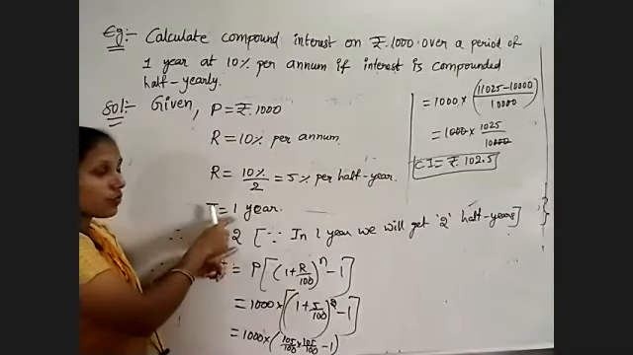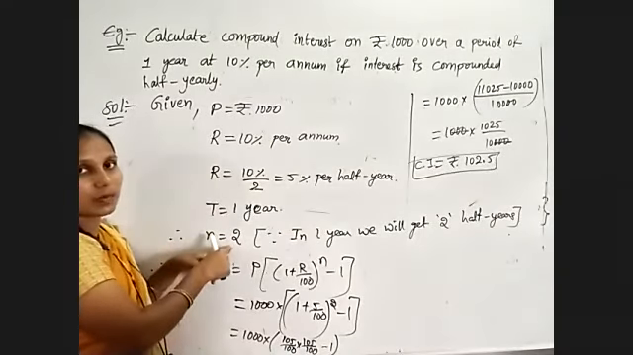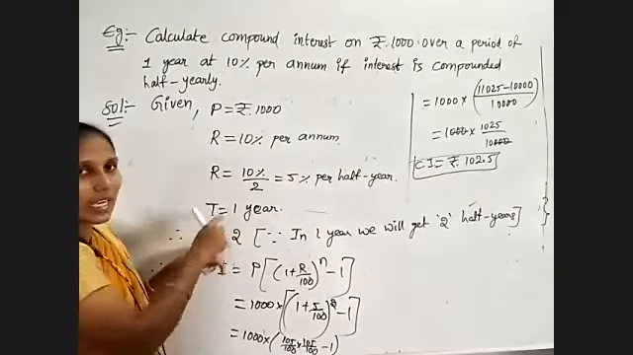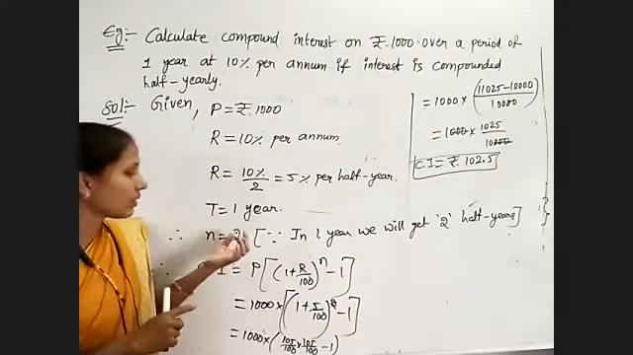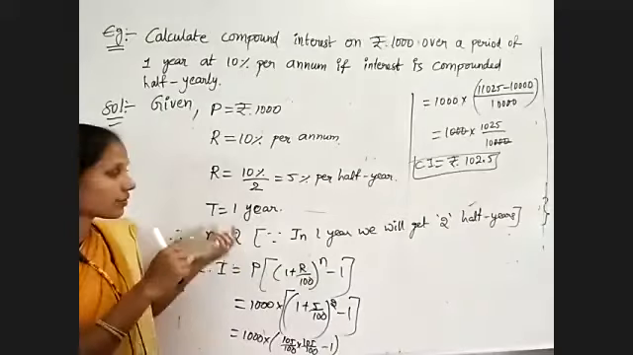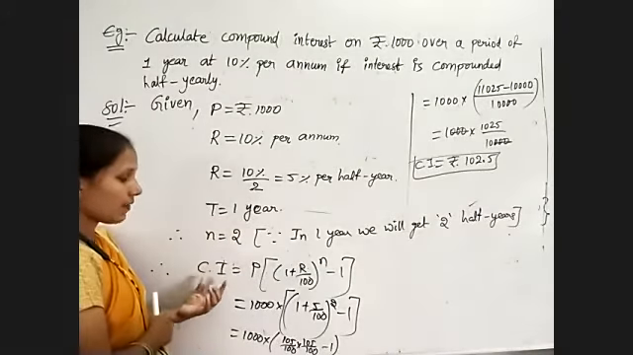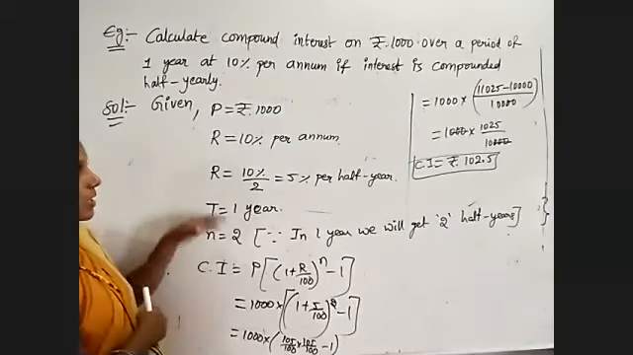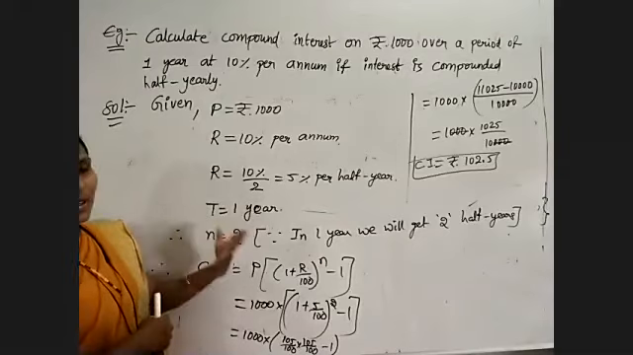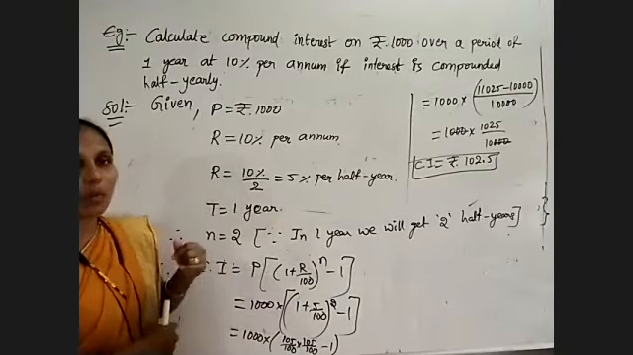So the number of conversion periods is 2 for 1 year. If the time is 4 years, then we get 8 conversion periods. Understand? For 1 year, 2. Second year, 2 plus 2, 4. Like that, we get a total of 8 conversion periods if t is equal to 4 years. And we have the compound interest formula like this. If you do not remember this formula, first find the amount. After getting the amount, minus the principal, and you will get the compound interest.